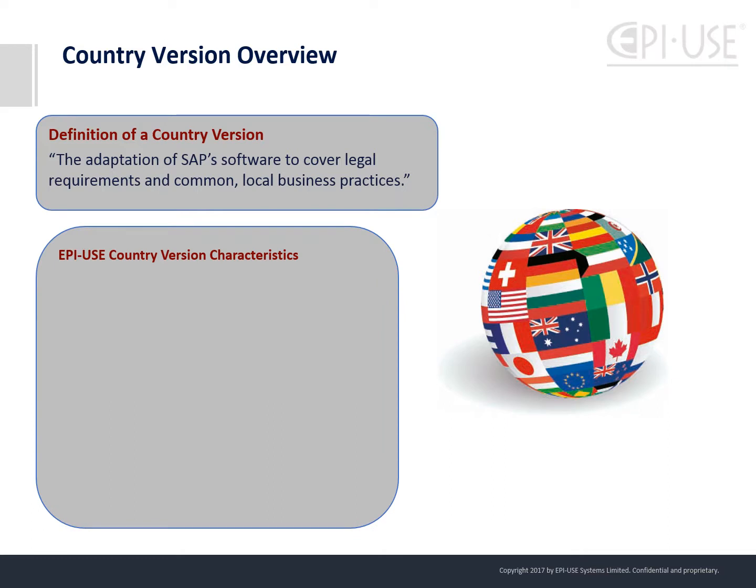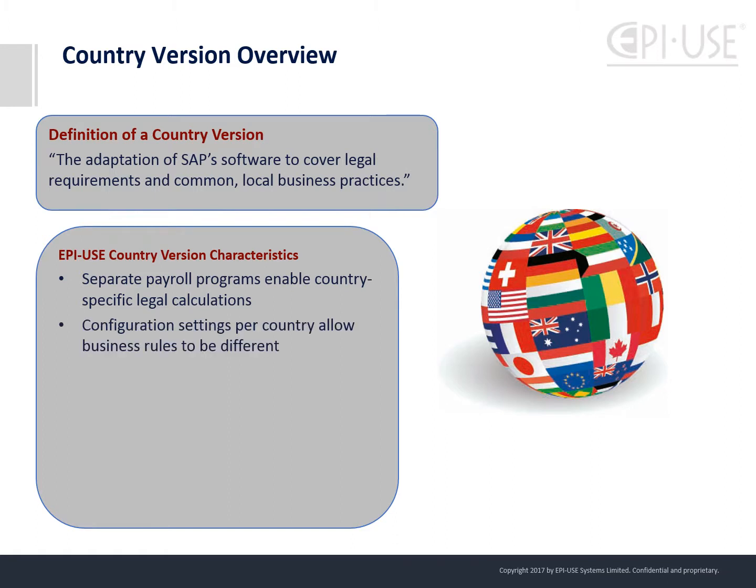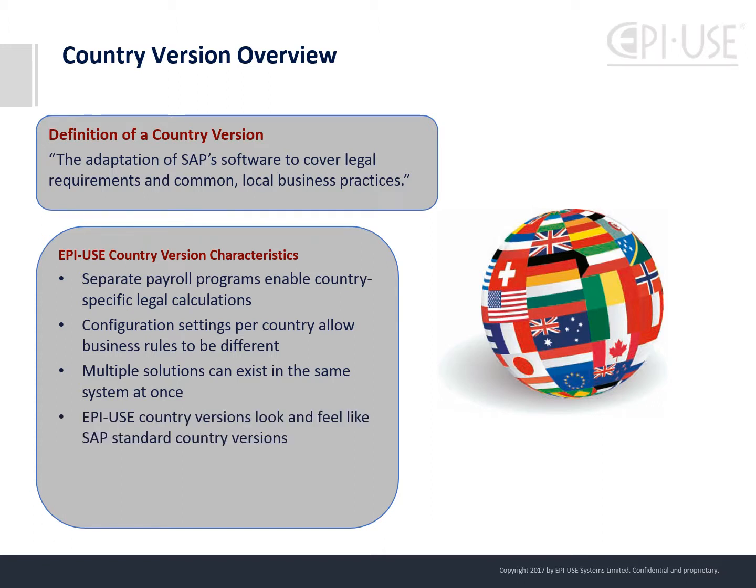If we have a look at our EPI-USE country version characteristics, we see it's separate payroll programs that enable country-specific legal calculations. The configuration settings per country allow business rules to be different. Multiple solutions can exist in the same system at once. The EPI-USE country versions look and feel like SAP standard country versions. And we also have standard integration with other SAP modules like finance.